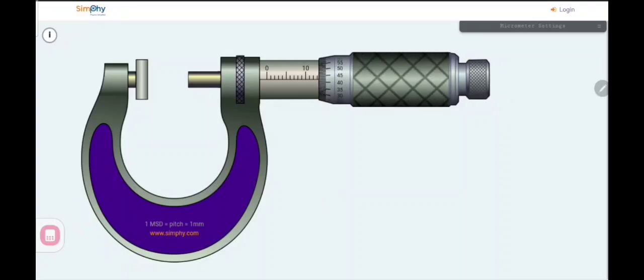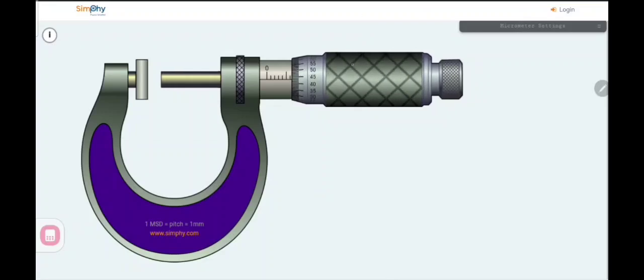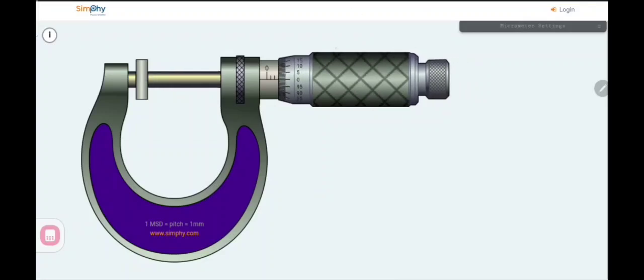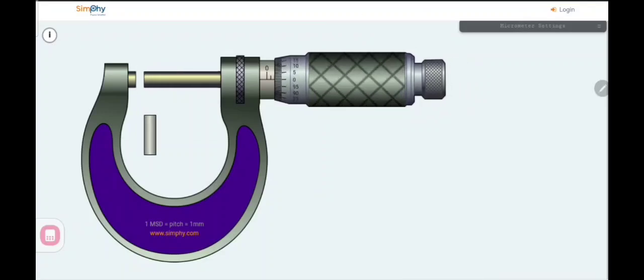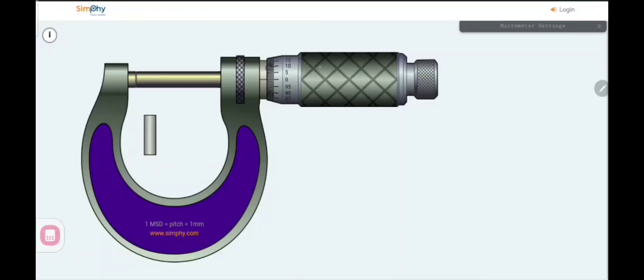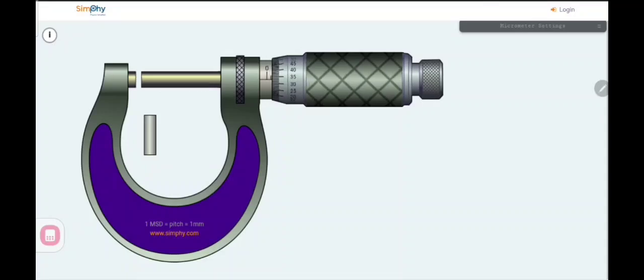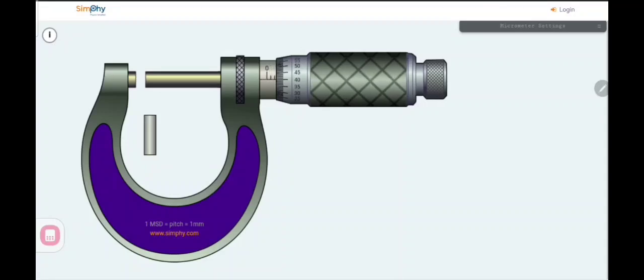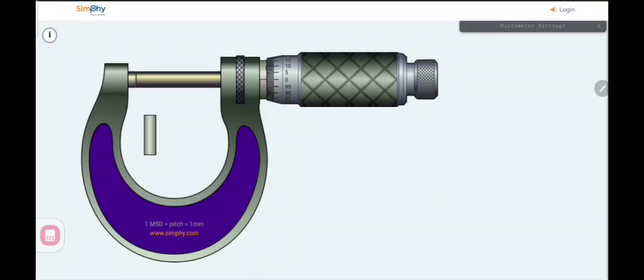Next part is pitch of the screw. What is pitch of the screw? Look carefully. Look at this line. This is called index line or reference line. The horizontal line on the pitch scale is called reference line or index line. See what I'm doing.